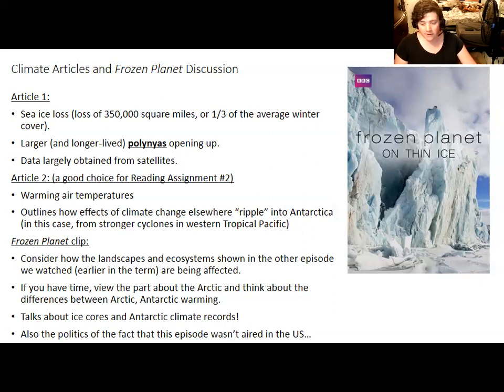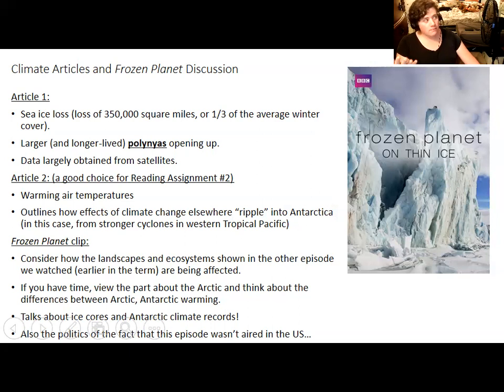That's not directly applicable to Antarctica because there's no indigenous population there, but it highlights the risks that climate change has for people worldwide, and particularly for indigenous communities. And it also talks about ice cores and the Antarctic climate record.